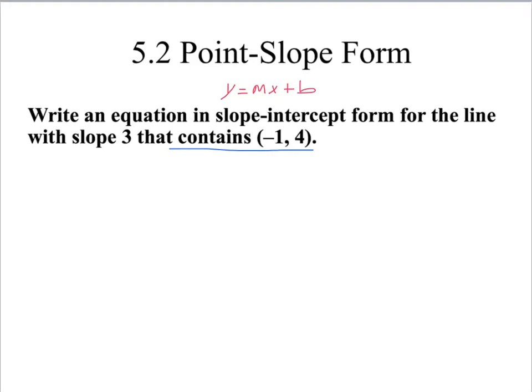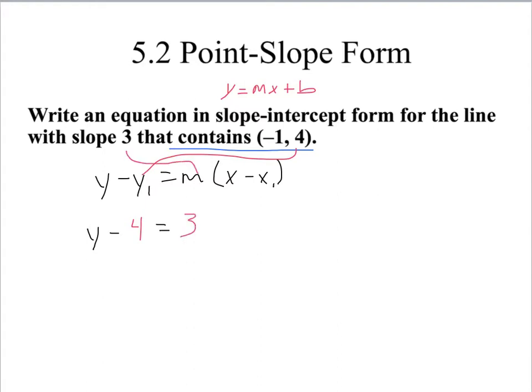Okay, y minus y1 is equal to m times x minus x1. Okay, plug all of these in. You have y minus 4 is equal to m, which is 3, times x minus x1, which is negative 1. Now from here, I'm going to solve in slope-intercept form. We know slope-intercept form, we have y equals. I'm going to solve for y.